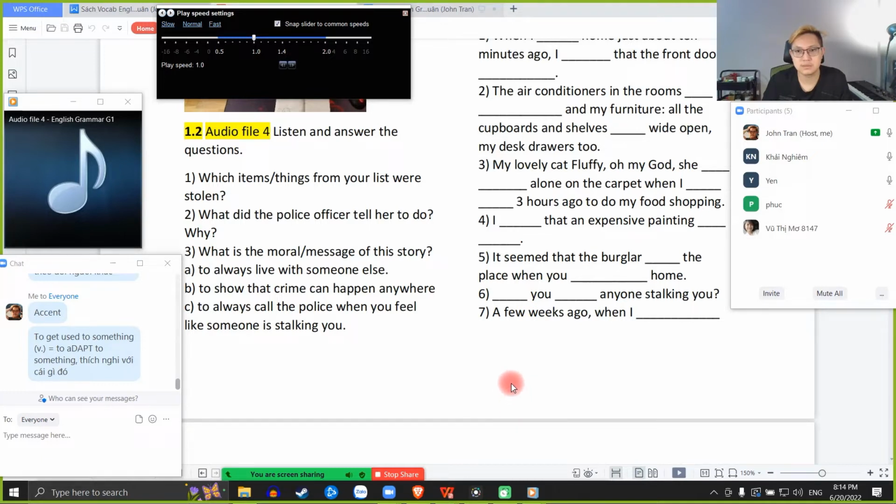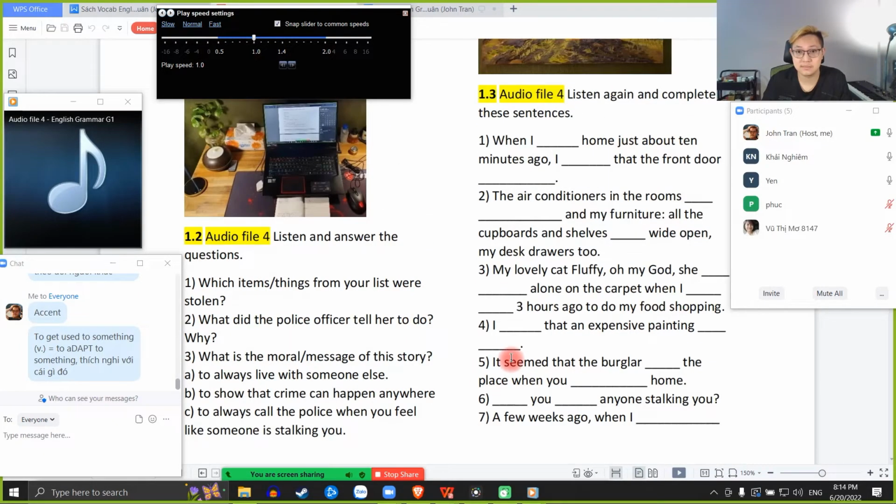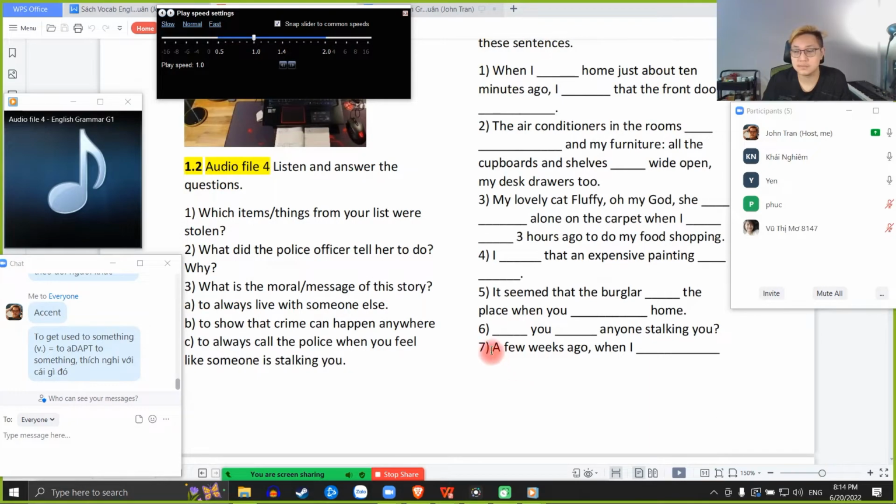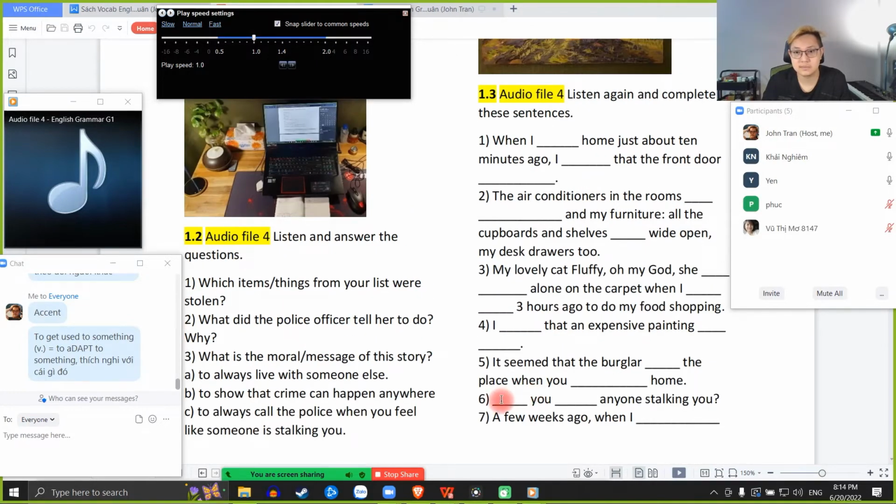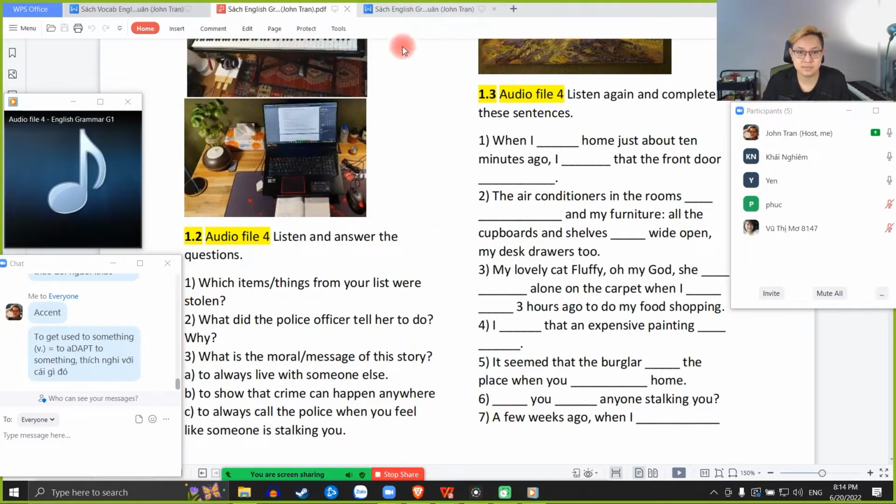My name is Claire Saltwater, and I live at 45 Arterial Road, North Stafford. When I arrived home just about 10 minutes ago, I realized that the front door wasn't locked and my furniture, all the cupboards and shelves were open, my desk drawers too. All my stuff was all over the floor, and my laptop is missing. I also couldn't find my lovely cat Fluffy.